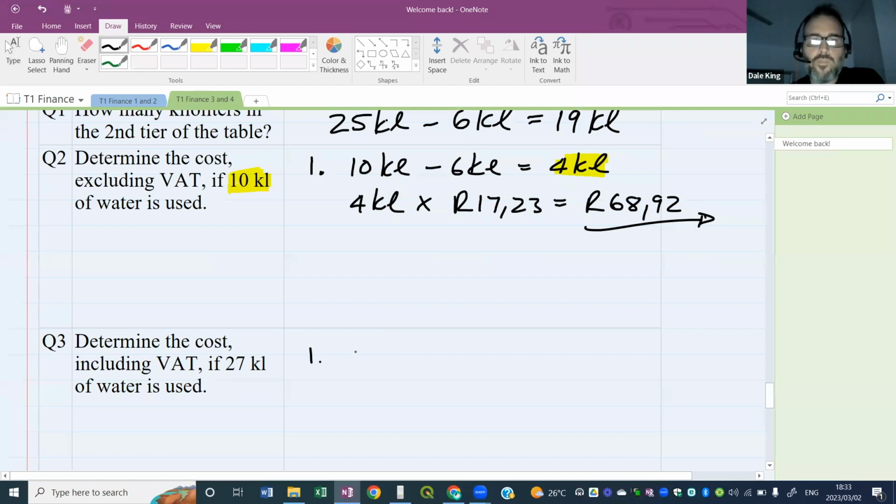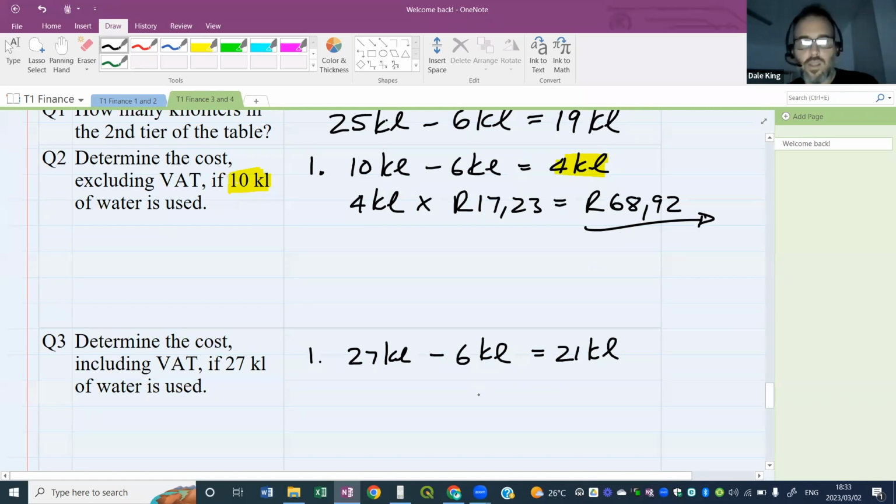Step number one, we've got 27 kiloliters of water. The first 6 is free. So I'm going to take 6 off because we're not paying for that. It's free. So 27 minus 6 means we have 21 kiloliters of water that we are going to pay for.